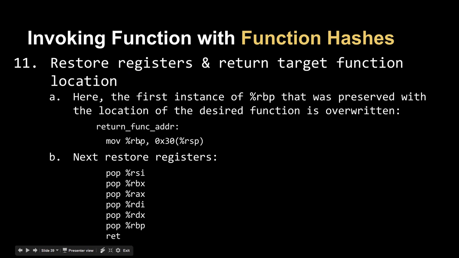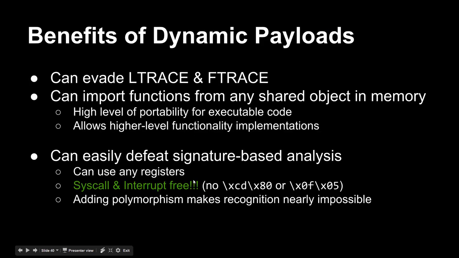So we want to move this value, say, further down the stack, restore all the registers, and this, moving it by 30, actually moves it to the return address, and that ret will trigger it.